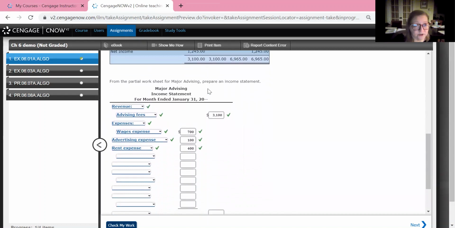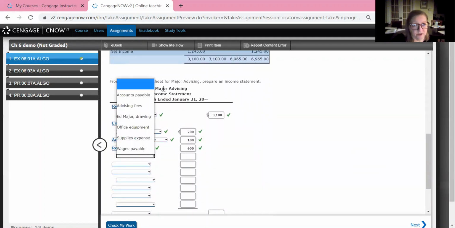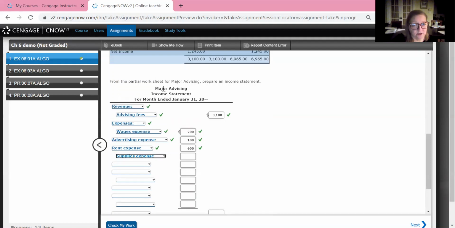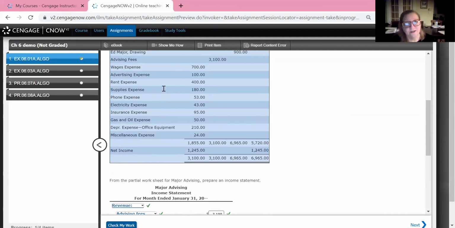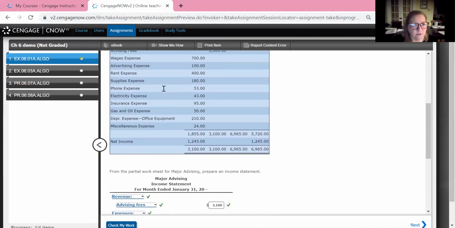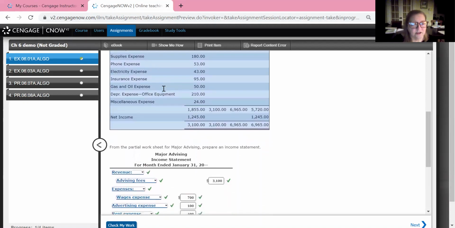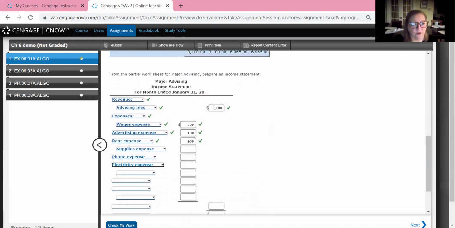Supplies, phone, and electricity. So right here, supplies expense, not just supplies, right? Supplies expense, phone expense, and electricity expense. Okay, now the amounts. You could do them one at a time. I may be taking a chance by doing them this way. Supplies, phone, and electricity. So that's 180, 53, and 43.